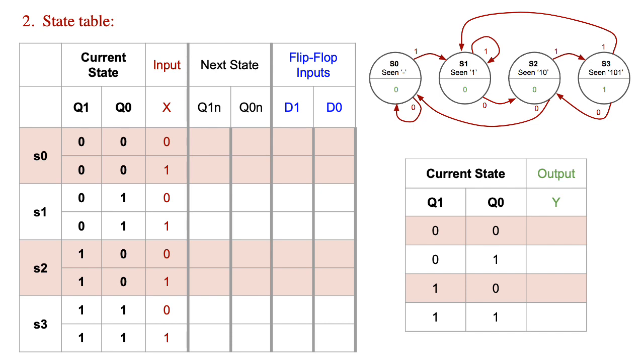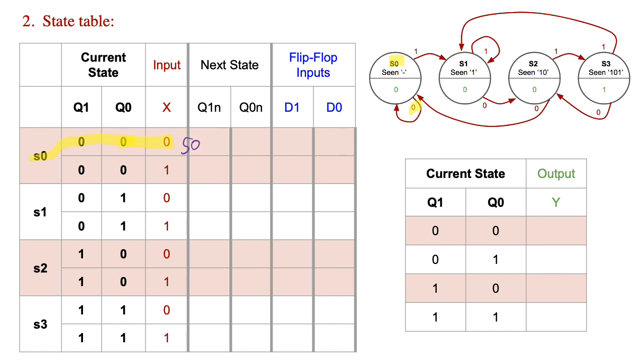Notice that if we are in state 0, state 0 means the values of Q1 and Q0 are 0, 0. This translates to 0 in decimal. So if we are in state 0 and the input is 0, that means the next state is supposed to be state 0 as well, right? So I'm gonna write it as 0.